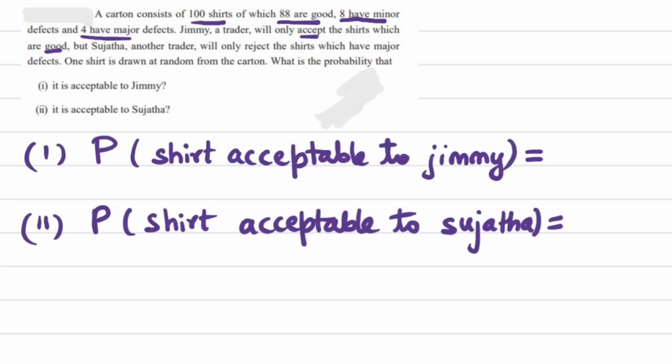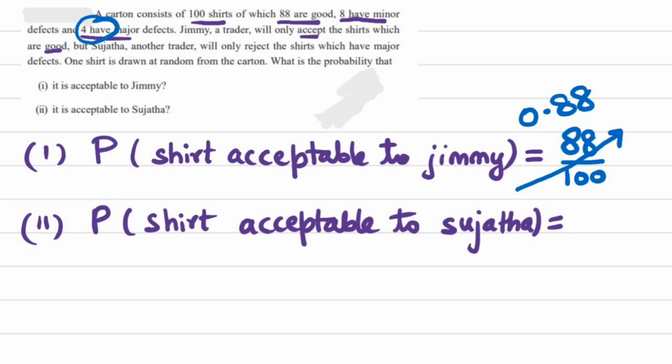So Jimmy accepts the shirts which are good, and there are 88 good shirts out of 100. So the probability that it is acceptable to Jimmy is 0.88, and Sujata will reject shirts which have major defects. So there are 4 shirts with major defects. So they are not acceptable to Sujata.